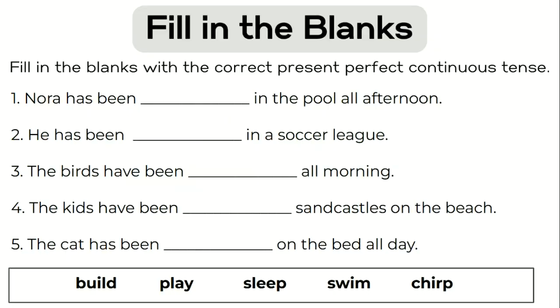All right, let's do one more practice. This time we're going to fill in the blanks with the correct present perfect continuous tense. And I've got some verbs down here for you to help you out. So we have build, play, sleep, swim, and chirp. But remember, because we're putting continuous on these, we have to add ing. So go ahead and pause the video, and when you're ready for those answers, hit play.